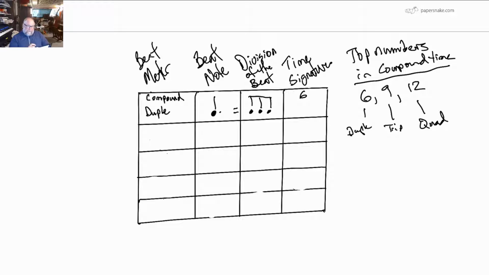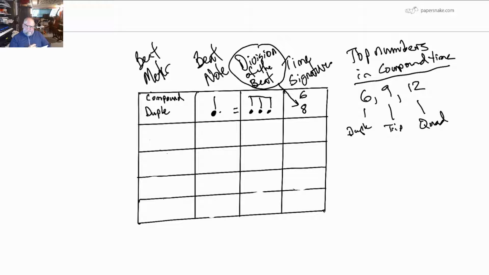Now here's another difference between simple and compound. Pay attention. In compound time, the division of the beat gives you the bottom number. Say that. In compound time, the division of the beat gives you the bottom number. I'm going to say it one more time. In compound time, division of the beat gives you the bottom number. The bottom number here is the division of the beat. What's the division of the beat? 8. So this is 6-8 time.